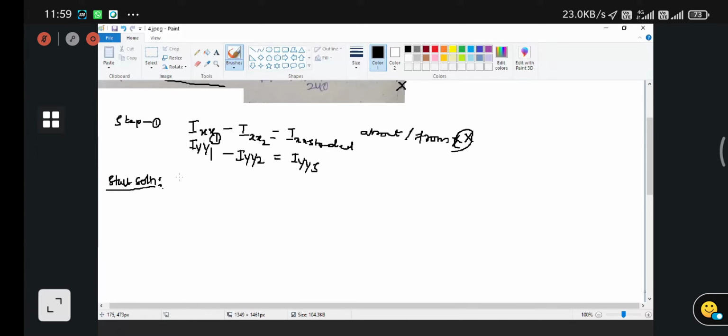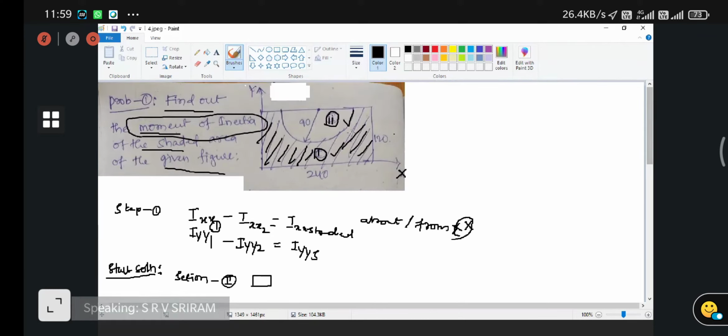Starting the solution by considering section 1, my bigger section, which is the full rectangle. First, I assume that no portion is removed from this rectangle, so I consider the full section. From the full section only, I have to subtract this portion.